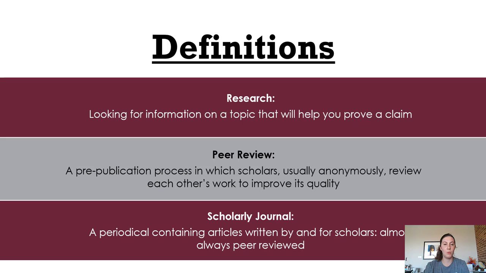To make sure we're all on the same page, whenever I use these specific terms, these are the definitions that I'm referring to. Looking for, or research, is looking for information on a topic that will help you prove a claim. Peer review is a pre-publication process in which scholars, usually anonymously, review each other's work to improve its quality. A scholarly journal is a periodical containing articles written by and for scholars. These are almost always peer-reviewed.